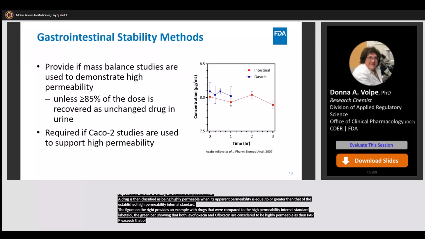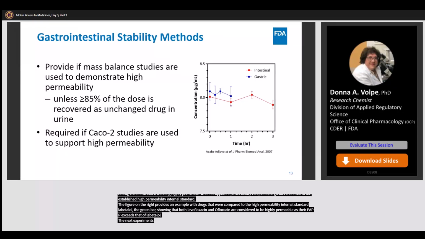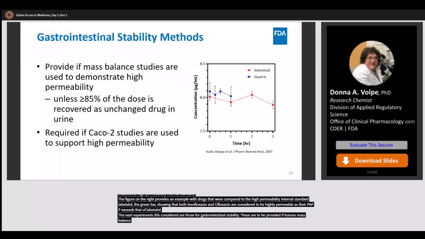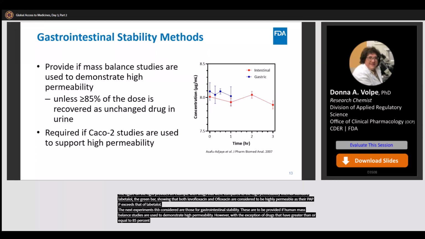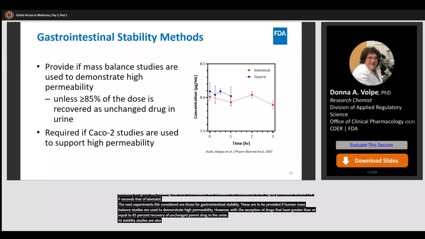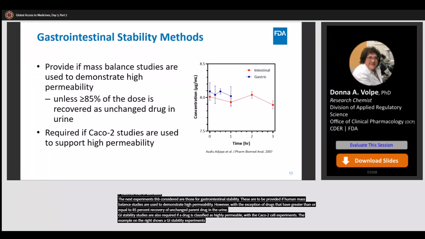The next experiments to be considered are those for gastrointestinal stability. These are to be provided if human mass balance studies are used to demonstrate high permeability, however, with the exception of drugs that have greater than or equal to 85% recovery of unchanged parent drug in the urine. GI stability studies are also required if a drug is classified as highly permeable with the CACO2 cell experiments. The example on the right shows a GI stability experiment with venlafaxine using simulated gastric and intestinal fluids over different time periods.